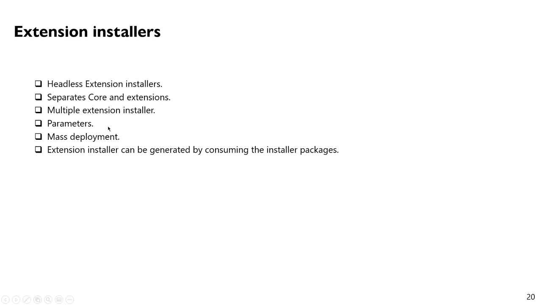Also, the other new thing is that this extension installer separates the core and extension. For example, the out-of-the-box Modern Point of Sale or the cloud scale unit self-hosted installer will be separate, and any extension you create will be a separate installer, so that you can independently install your extension and independently install and update your code. Whenever there's a change in the extension, you will generate a new installer.